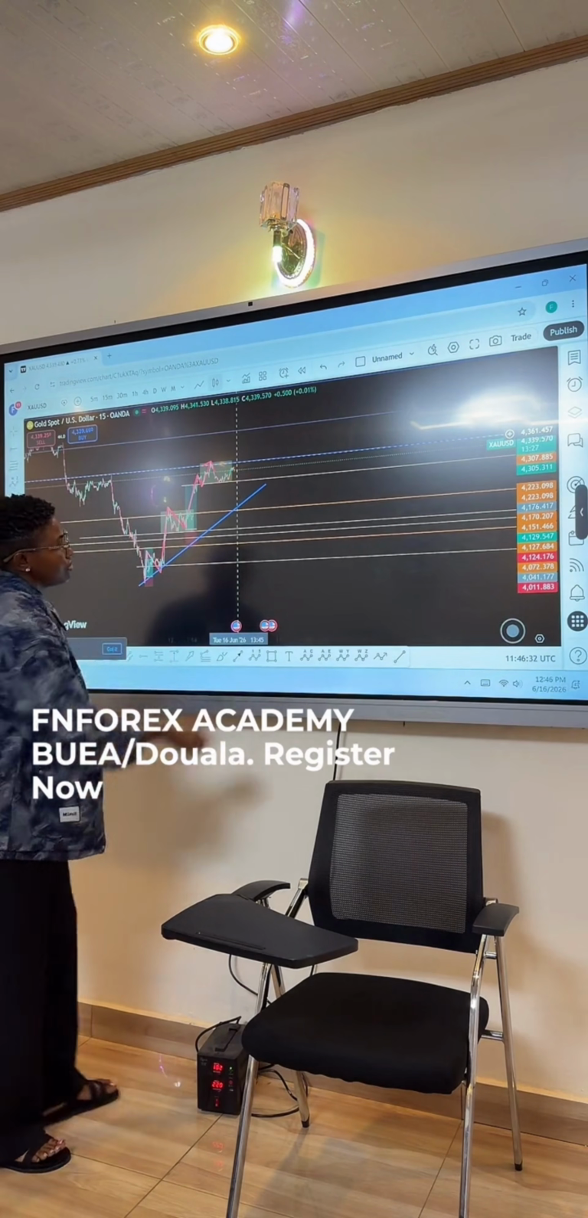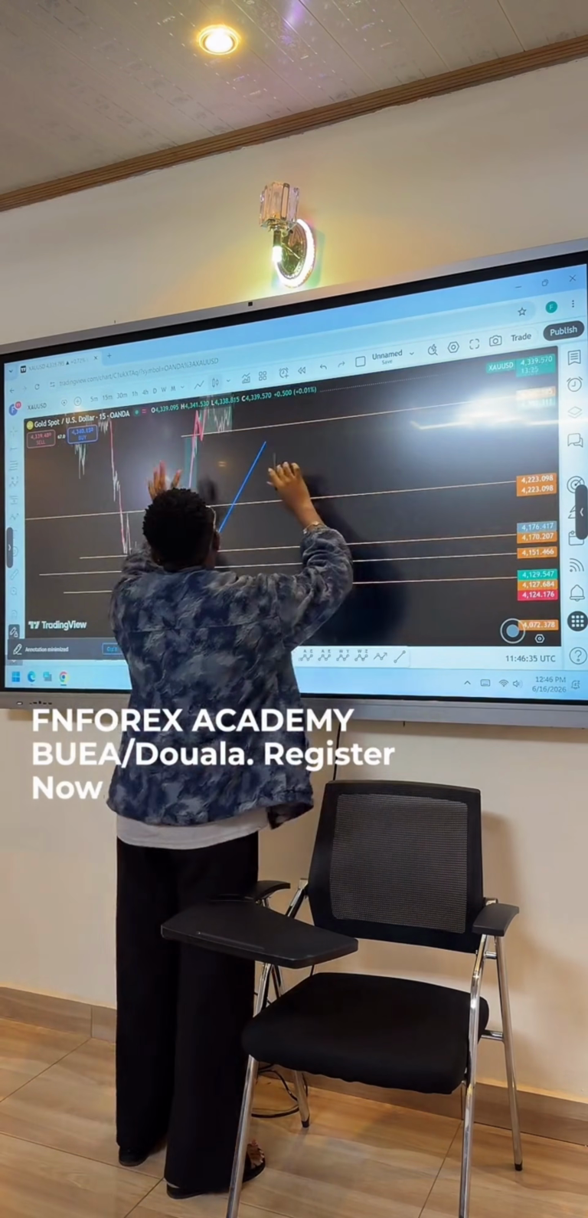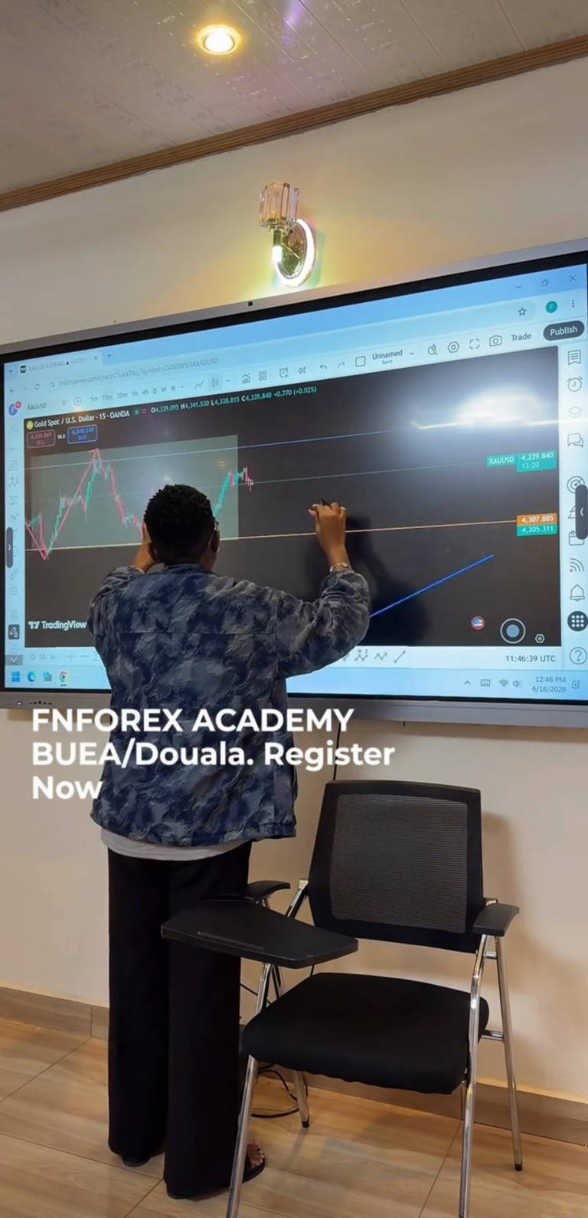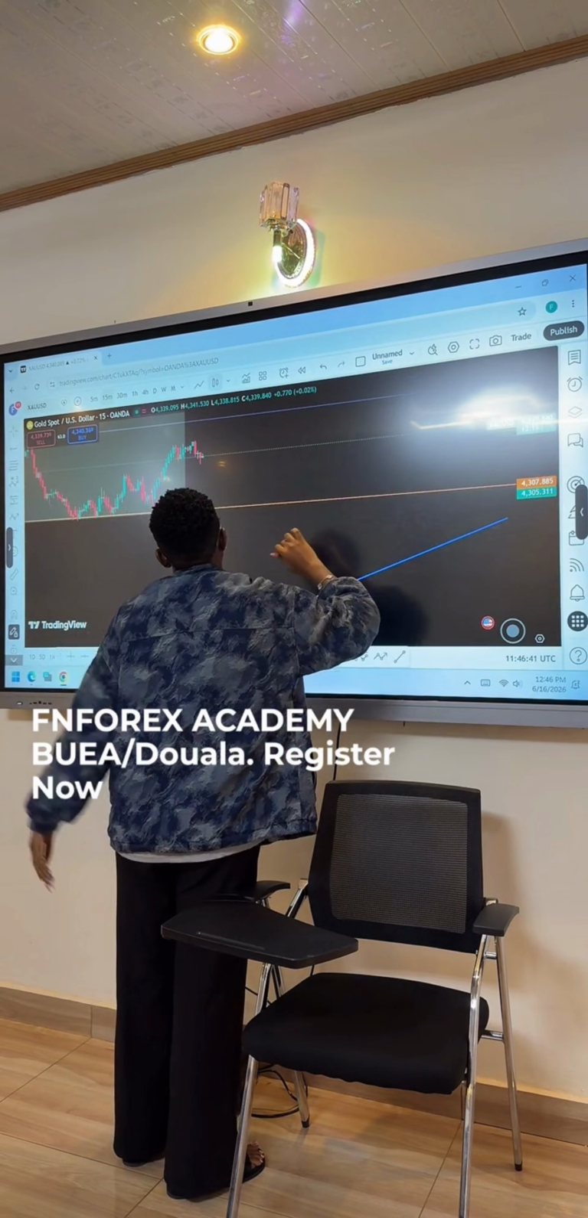So now we'll just be monitoring how the candles here are forming. So that's it.